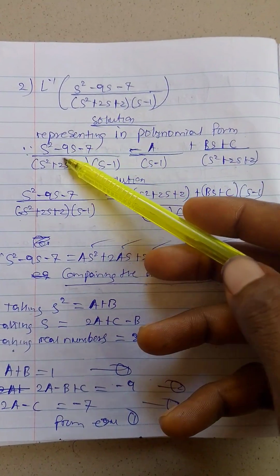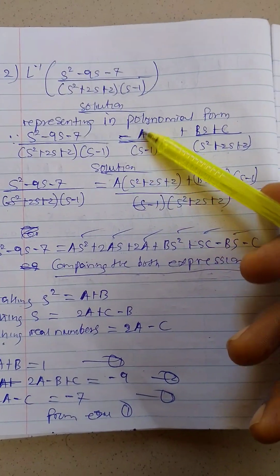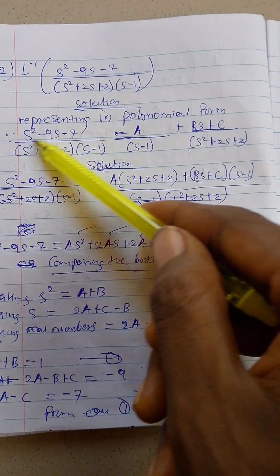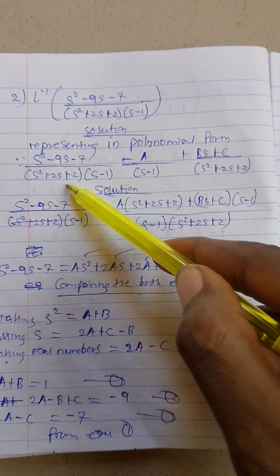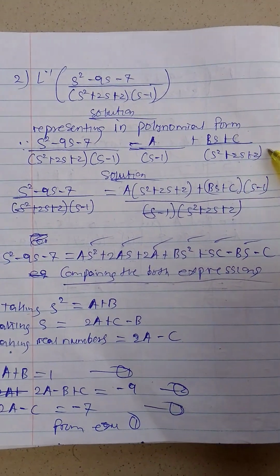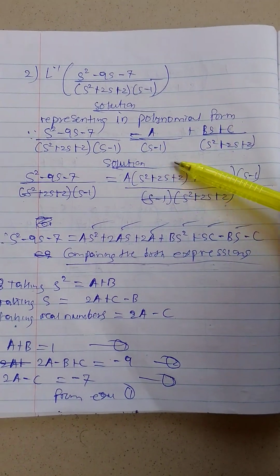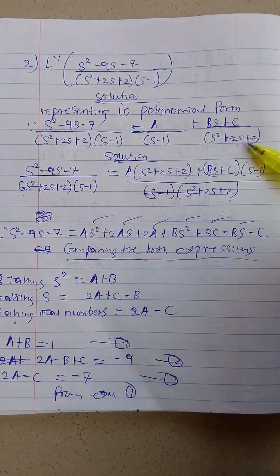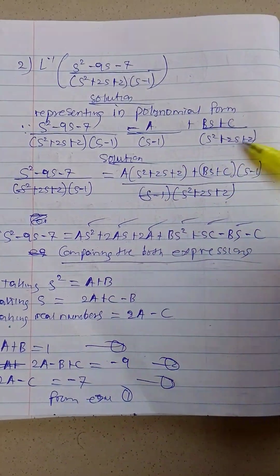So that becomes x squared minus 9x minus 7 all over x squared plus 2x plus 2, bracket x minus 1, which is equal to A over x minus 1 plus this. Since this function is in a quadratic form, that becomes Bx plus C all over x squared plus 2x plus 2. Now what do you do? If you multiply this, this over this is equal to A times the whole of this, plus this times the whole of this, all over this.